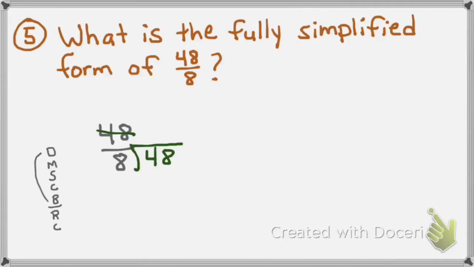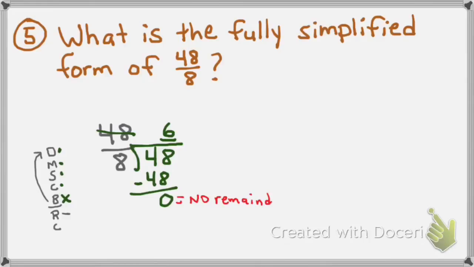So I do my steps for long division, remembering that this is a fraction, so my remainder would need to be in a fraction. And I'm ready to divide. 8 doesn't go into 4, but it does go into 48. So we say that 6 times 8 is 48. I subtract: 48 minus 48 is 0. I compare: 0 is less than 8. There is nothing to bring down. Guess what? There is no remainder. 0 means that there's no remainder. So my final answer is simply 6.